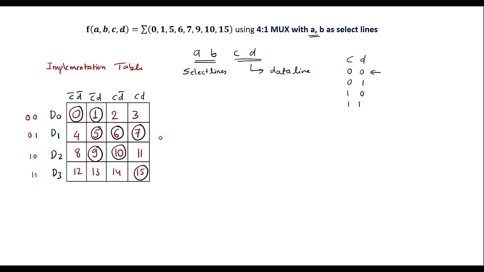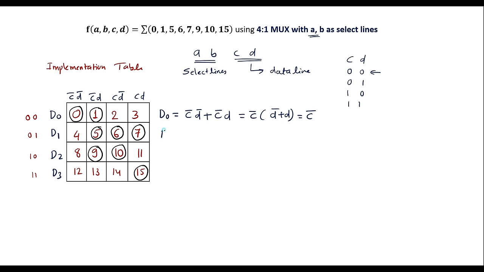Now after writing this, we have to derive the inputs required for D0 to D3. Let me consider the first row, which is with respect to D0. D0 will be equal to, here 0 and 1 are circled. The corresponding variables are C bar D bar, plus C bar D. Let me simplify this. If I take C bar as common, we get D bar plus D, which is equal to C bar, because we know that D plus D bar is equal to 1. So its value is C bar.